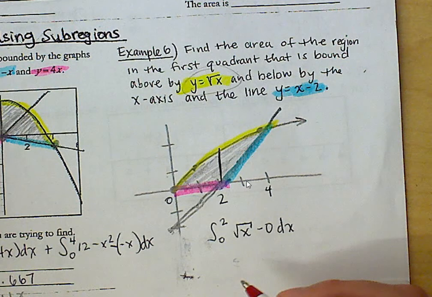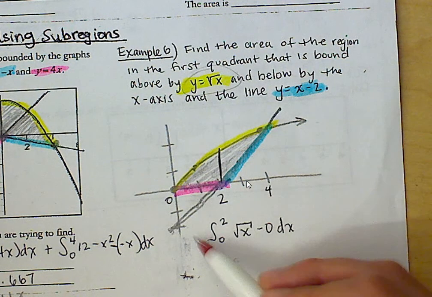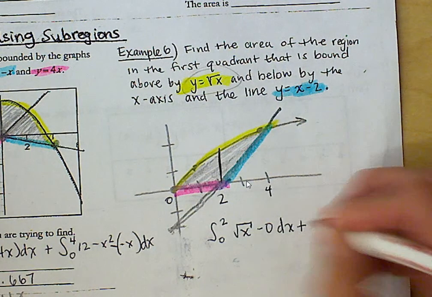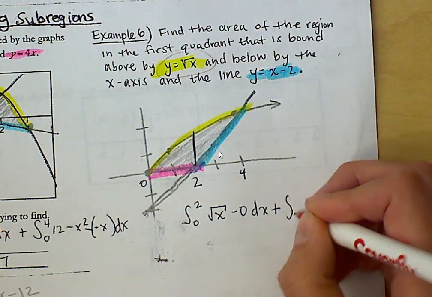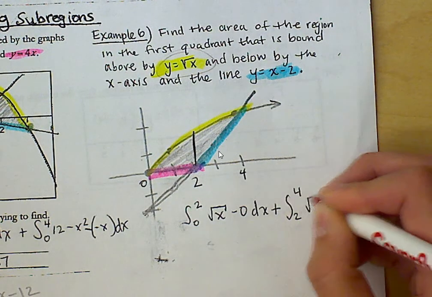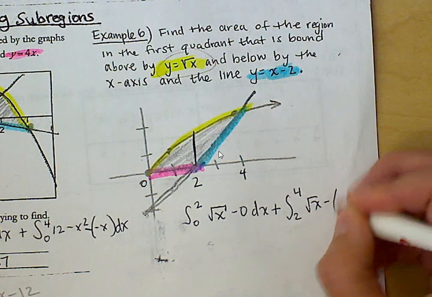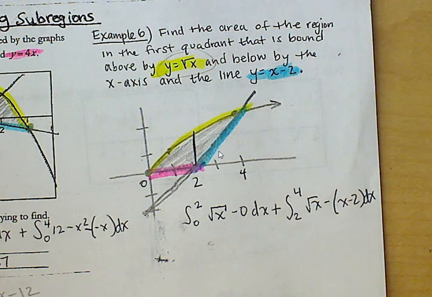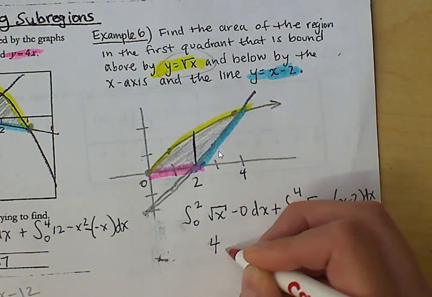This is straight up just area underneath the curve, so it's the integral of the function. And then in addition, the integral from 2 to 4, the square root of x is still my upper function, and the lower function is now this line, so I'm going to put it in parentheses, minus (x minus 2) dx. You can check. It should end up equaling 4.276.